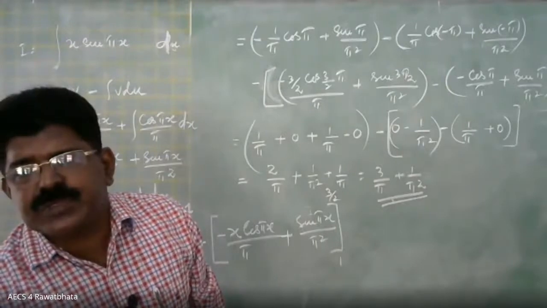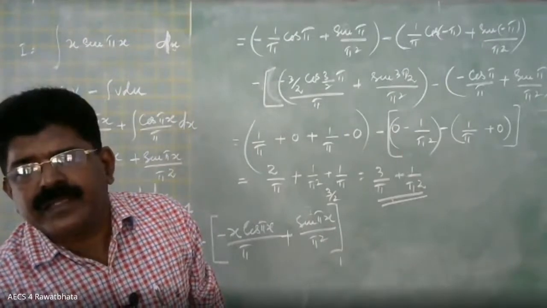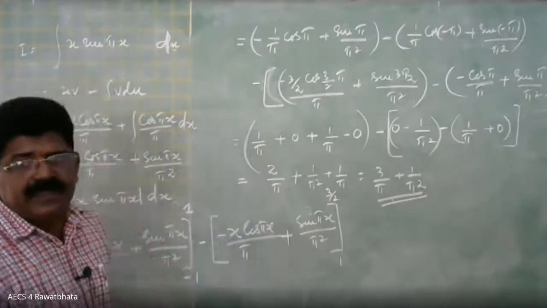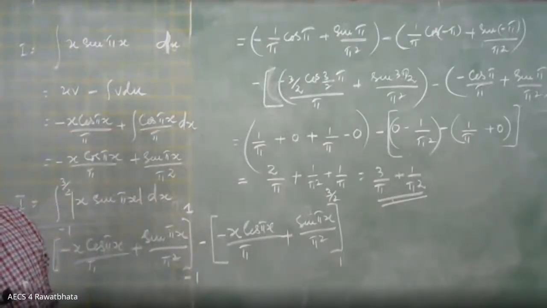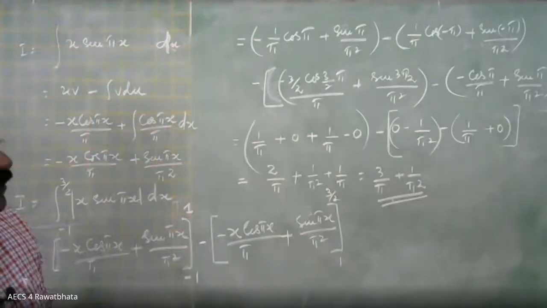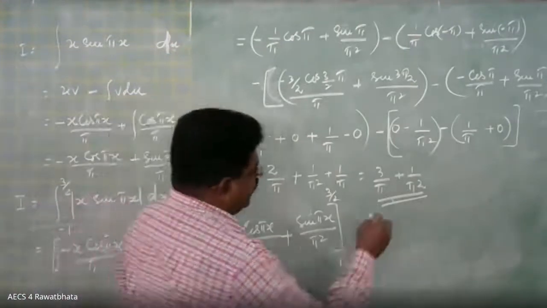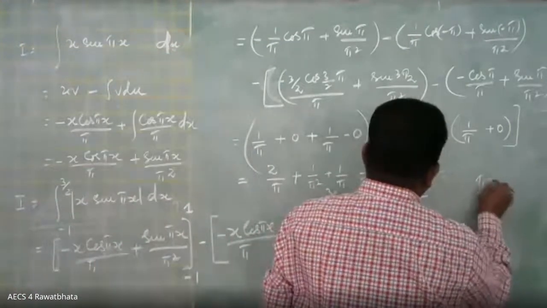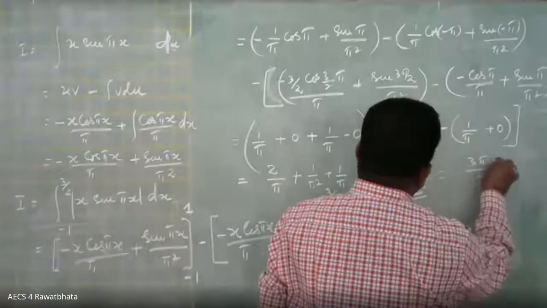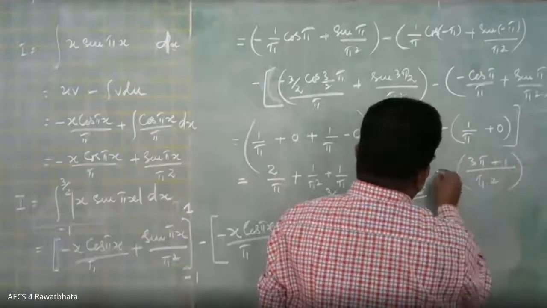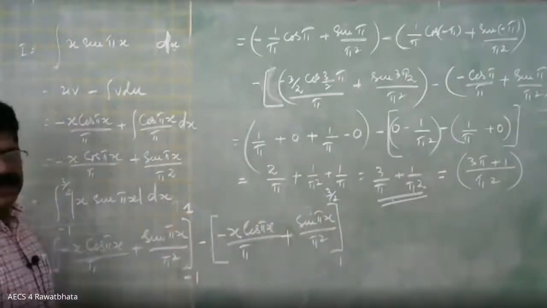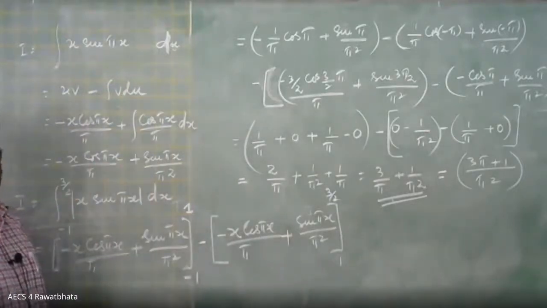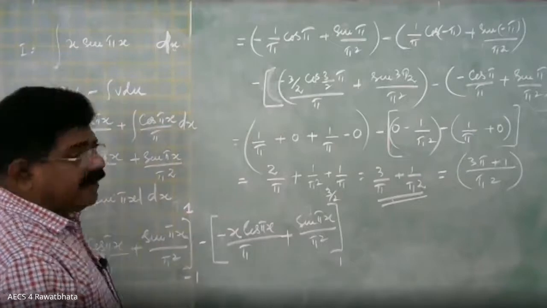So I is 2 by pi, that is only one part. If you want, we can simplify it. Pi squared can be taken as LCM, so here we get 3 pi plus 1, that is 3 pi plus 1 upon pi squared. Okay, very good. Any doubt?